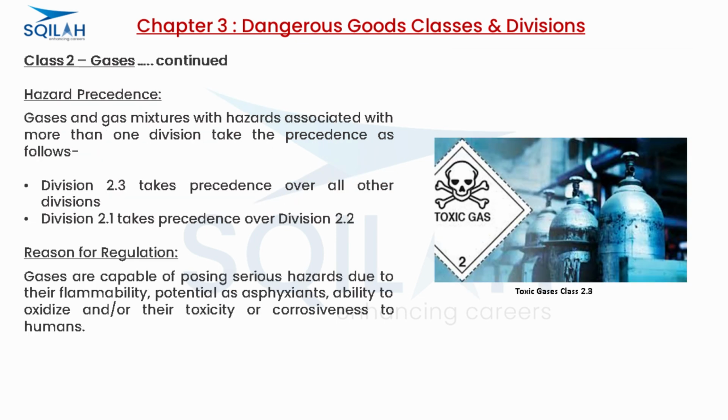Class 2, Gases. Continued. Hazard precedence. Gases and gas mixtures with hazards associated with more than one division take the precedence as follows. Division 2.3 takes precedence over all other divisions. Division 2.1 takes precedence over Division 2.2.